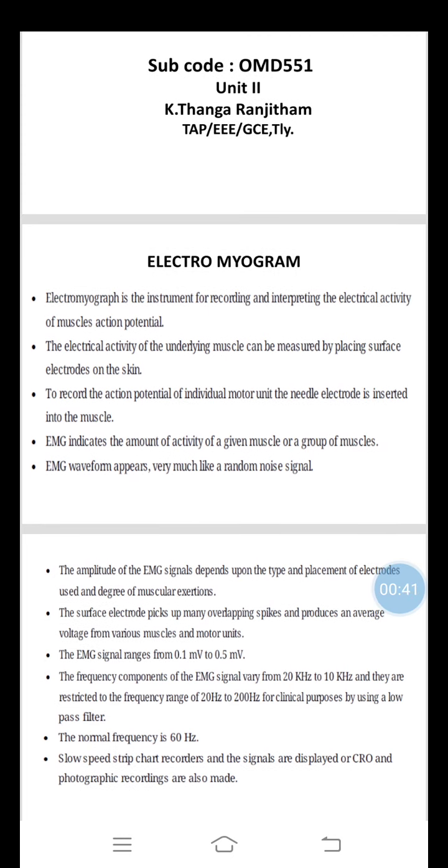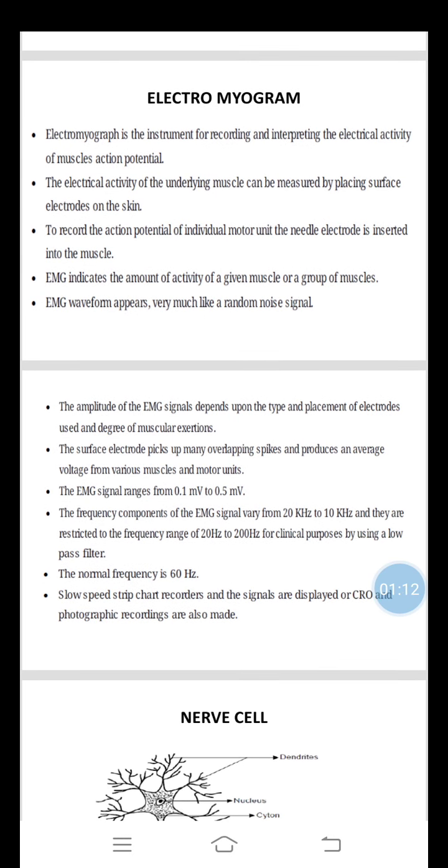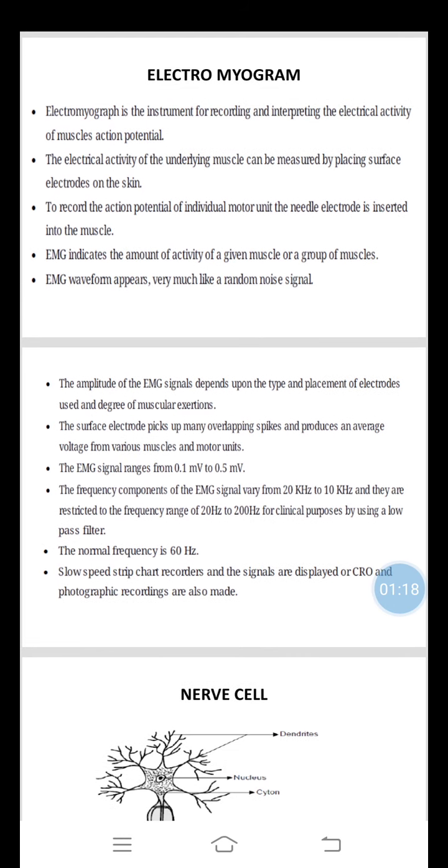Electromyogram is the instrument for recording the electrical activity of muscles action potential. The electrical activity of the underlying muscles can be measured by placing surface electrodes on the skin. To record the action potential of an individual motor unit, a needle electrode is inserted into the muscle. EMG indicates the amount of activity of the given muscle or a group of muscles. The EMG waveform appears very much like a random noise signal. The amplitude of the EMG signals depends upon the type and placement of electrodes used and the degree of muscular exertion.